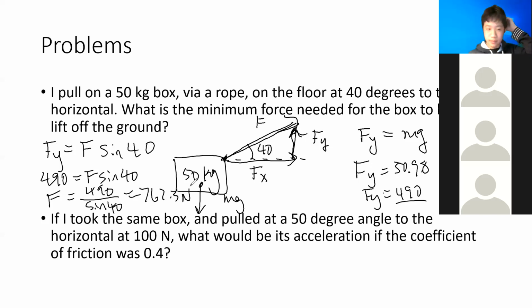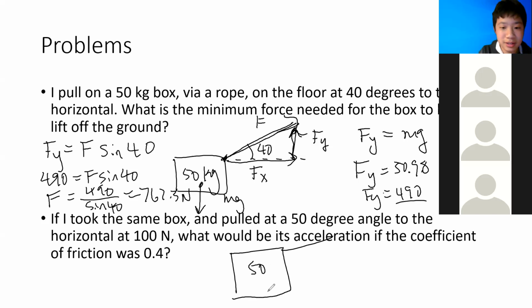All right. Now for the last problem of the day: if I took the same box and pulled at a 50-degree angle to the horizontal at 100 newtons, what would its acceleration be if the coefficient of friction was 0.4? So I have a 50 kilogram box with mg pulling it down, and I'm applying a 50-degree angle, 100 Newton force.